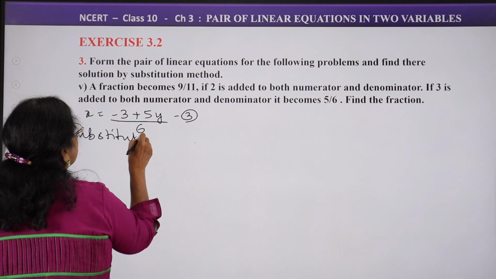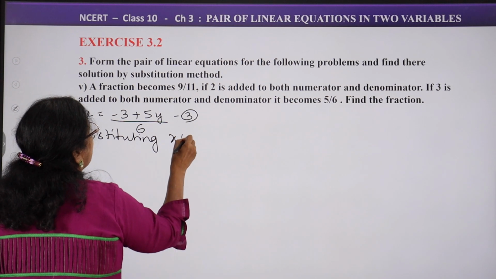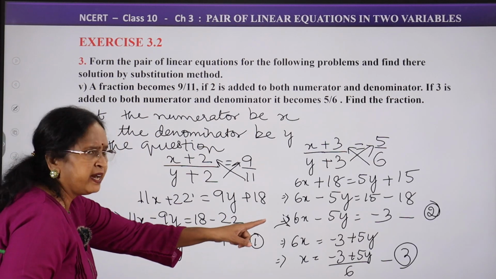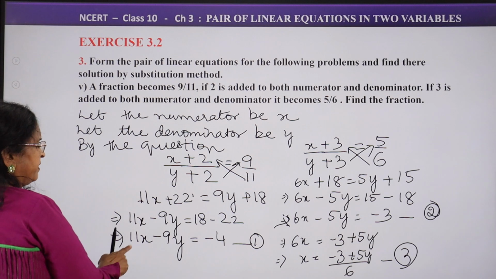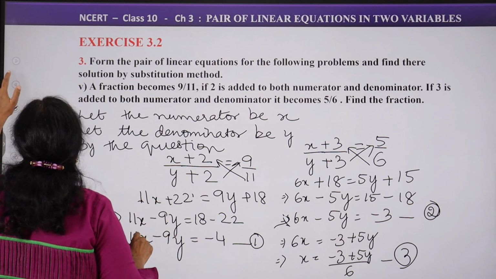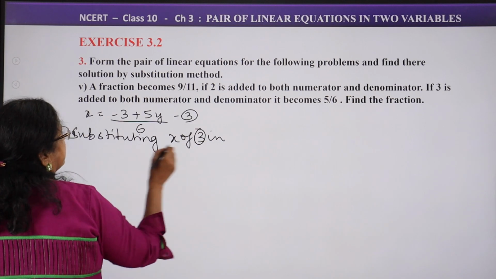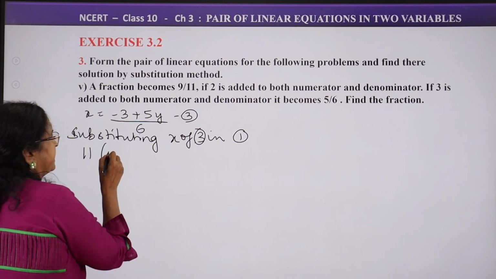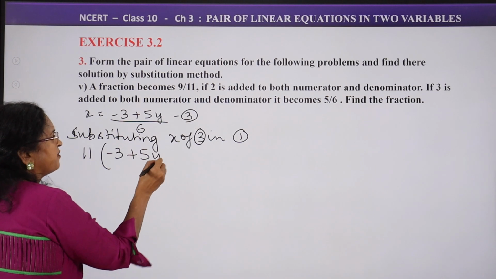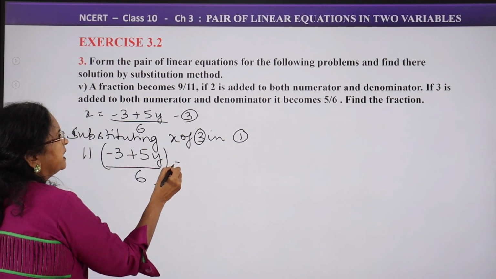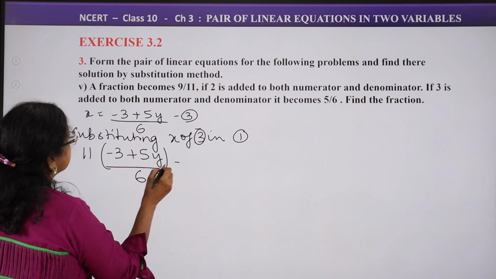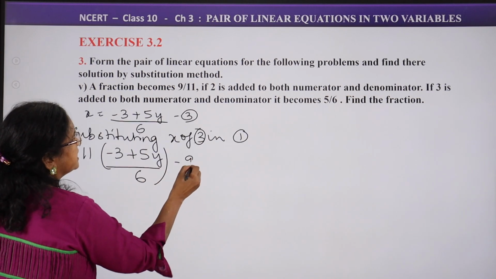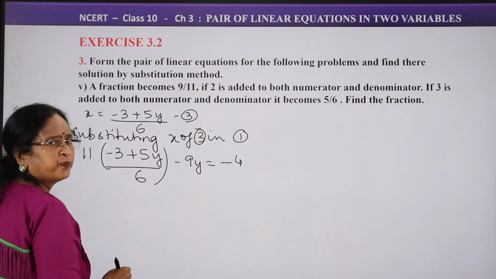Substituting x of 3. In which equation did we take? We took the second one. So, we will put it in the first one. 11x minus 9y is equal to minus 4, in 1. 11 bracket minus 3 plus 5y whole by 6, minus 9y is equal to minus 4.